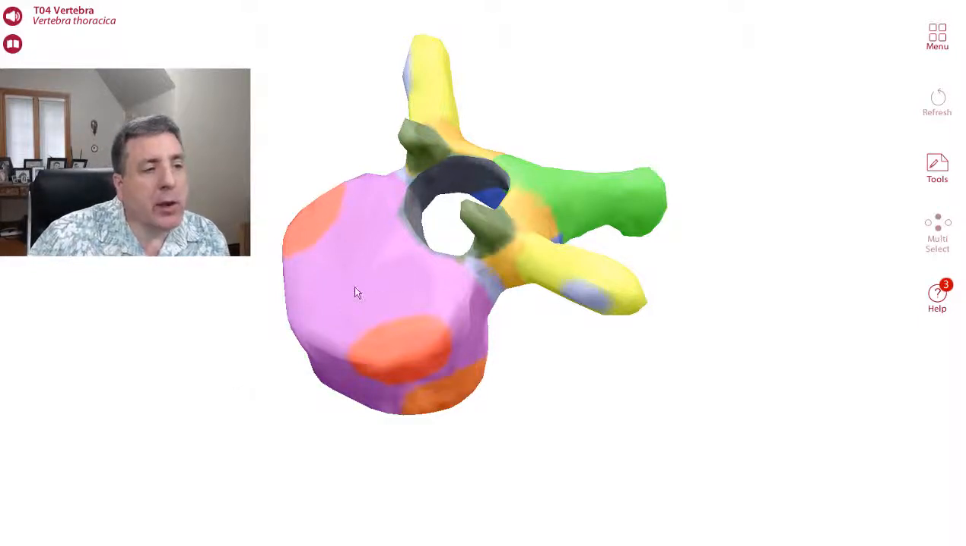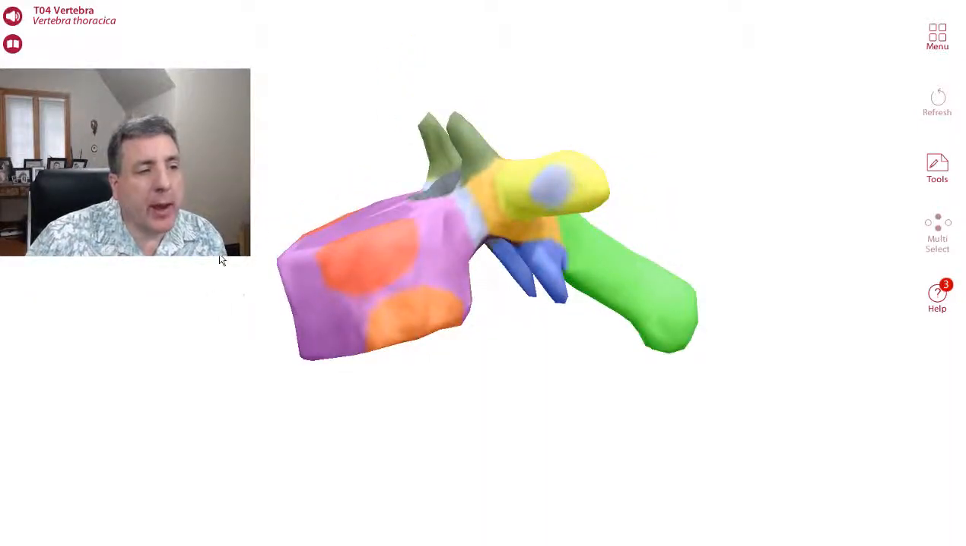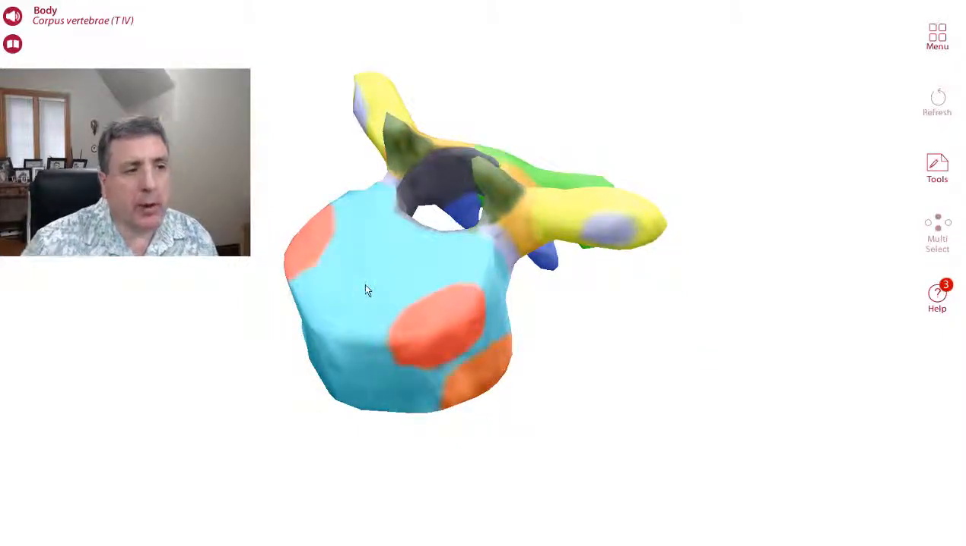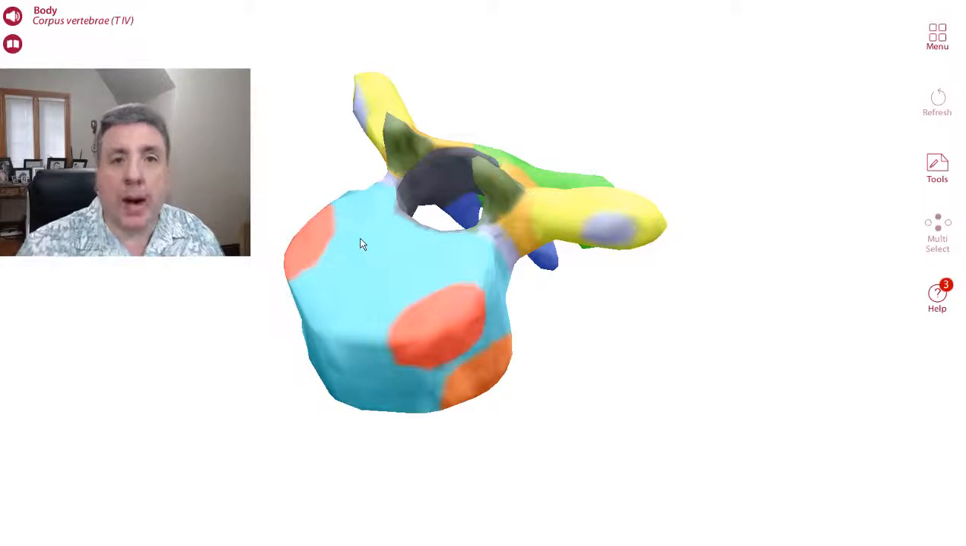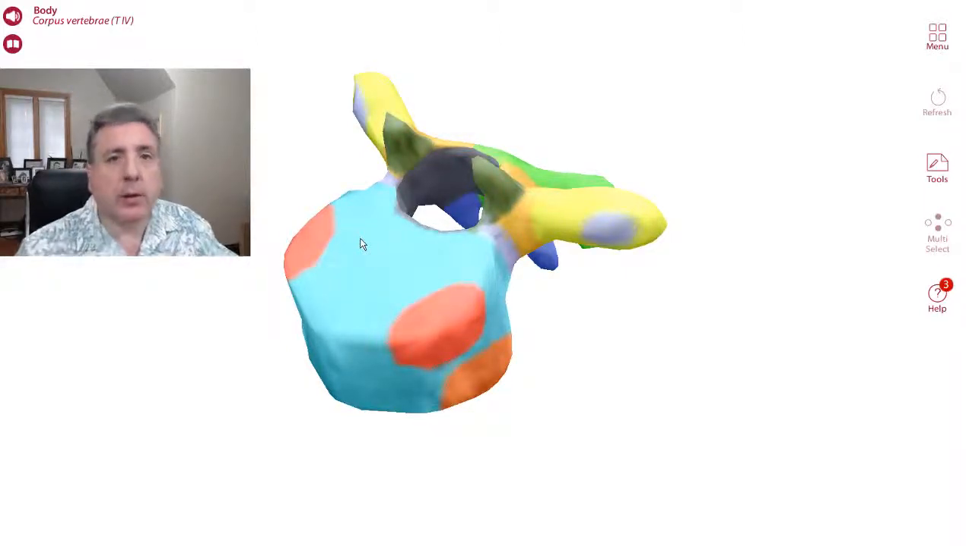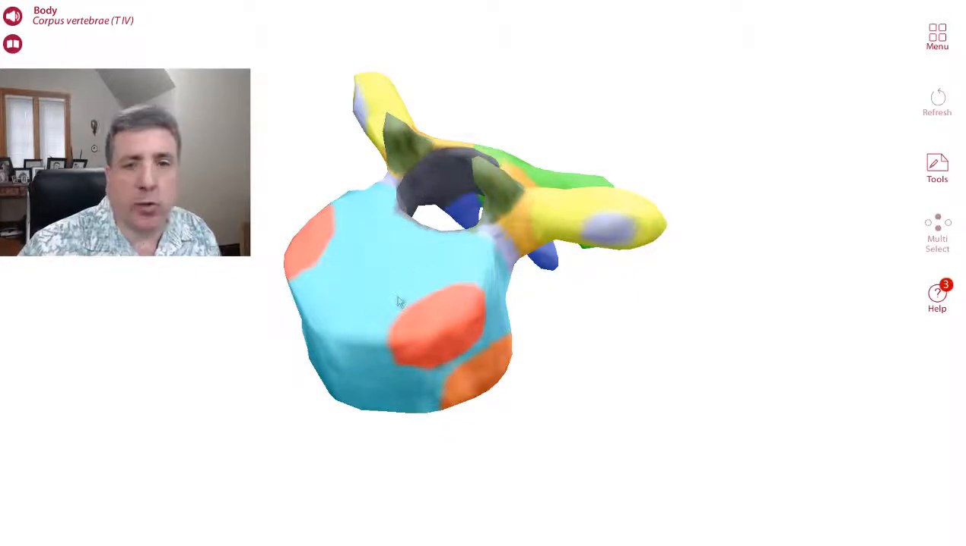What we're looking at here, this is going to be the anterior, this is posterior, this is superior, and then inferior. Okay, what we're looking at on here, the highlighted light blue area, that's the body. So this whole big structure up front, don't worry about these other colors here, that's called the vertebral body. If it's in the cervical region, it's the cervical body, lumbar body, and in this case, it's thoracic body.